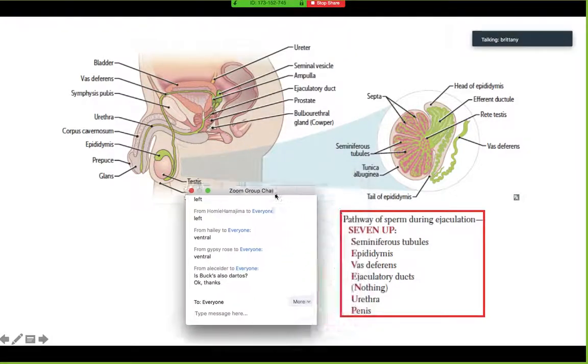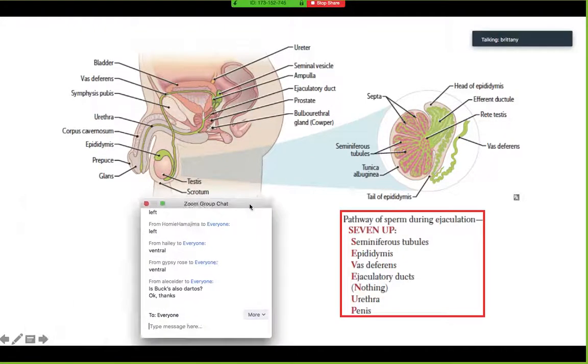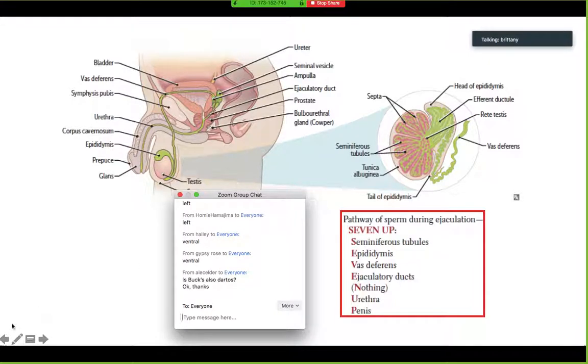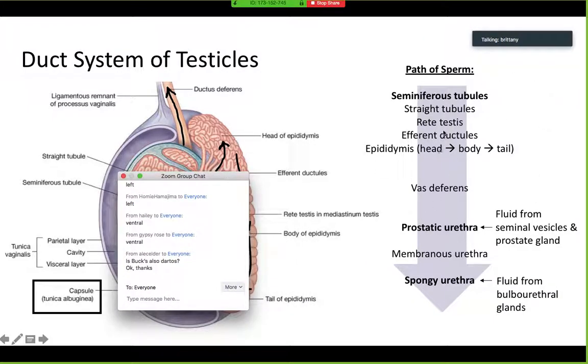Okay, and I just threw this in here from First Aid. So the mnemonic they use is 7-Up. This is fine for boards, but I think either in histo or anatomy, this was a multiple choice question, and they had the straight tubules and the rete testis and efferent ductules. They had that in the question. So if you do use that mnemonic, make sure you don't forget about this here.